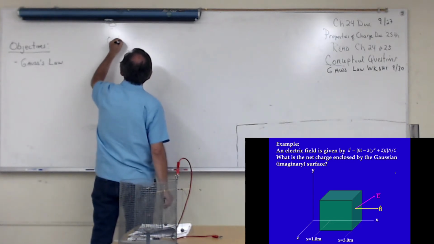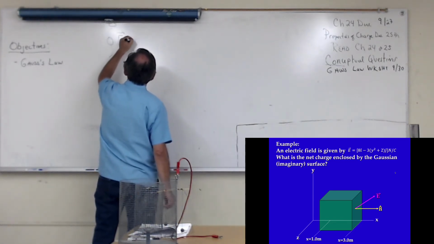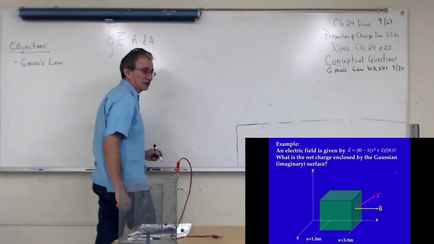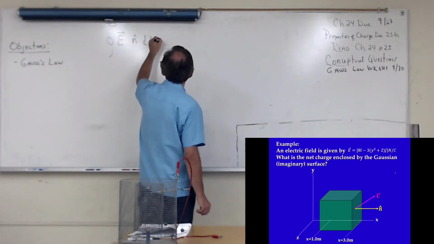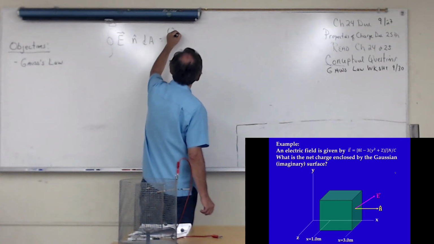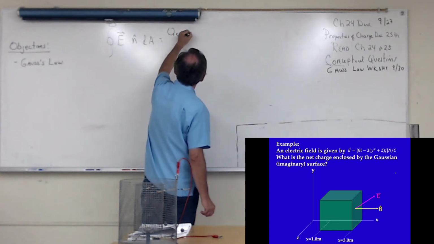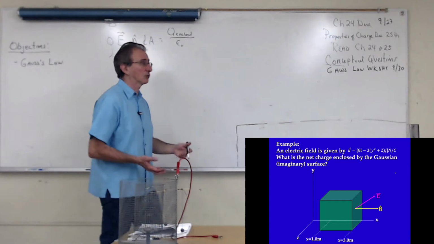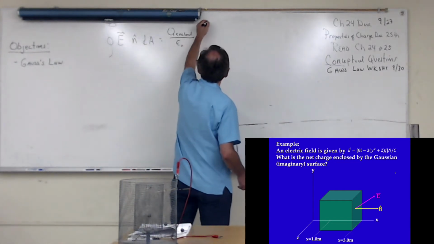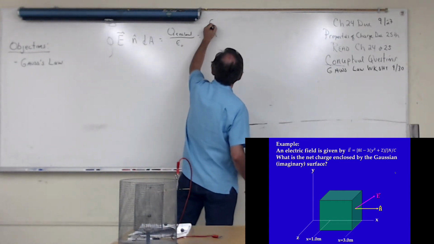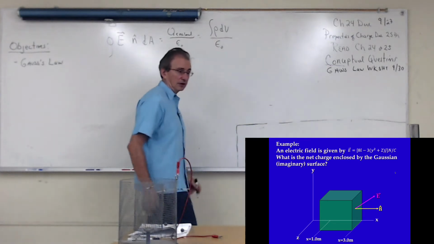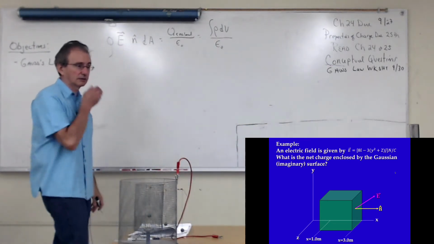It's the integral of the electric field over a closed surface, which is equal to the charge enclosed over epsilon naught. And the charge enclosed can be written in a lot of ways. For example, if you're dealing with a charge distribution, it could be written this way. Okay, but it could be written in a number of ways.